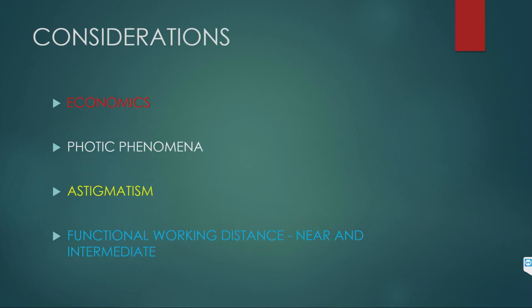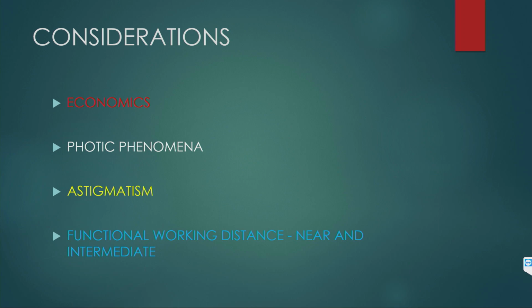So first was the economics. Now, with the Indian lenses coming into the market, we have very good lenses which you can offer to the patient, so the economic factor has been taken care of. Photic phenomena, like I talked about. Astigmatism, obviously, you will need to give a toric lens, as mentioned by Dr. Minu, for anything above 0.75. And a functional working distance for near and intermediate. Nowadays, people do not read newspapers at 30 centimeters.